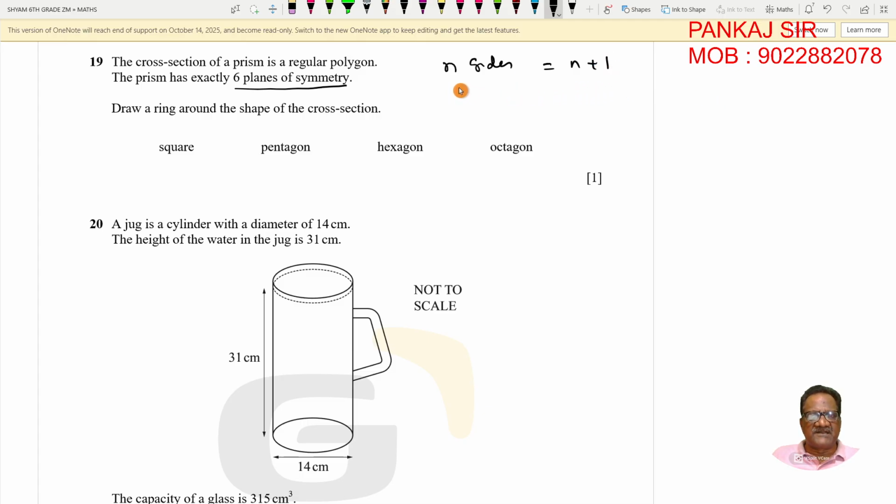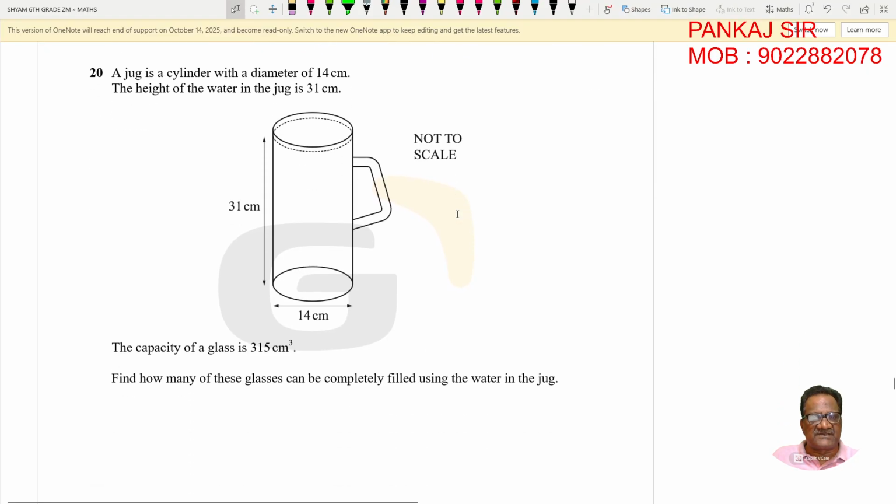Suppose it is a 6-sided regular polygon, say a regular hexagon, then it will have 7 planes of symmetry. Going by that, the question says the prism has exactly 6 planes of symmetry. So when the planes of symmetry is 6, then n will be 5. So it has to be a pentagon. I'll circle this pentagon. So remember this rule. Next is question number 20.